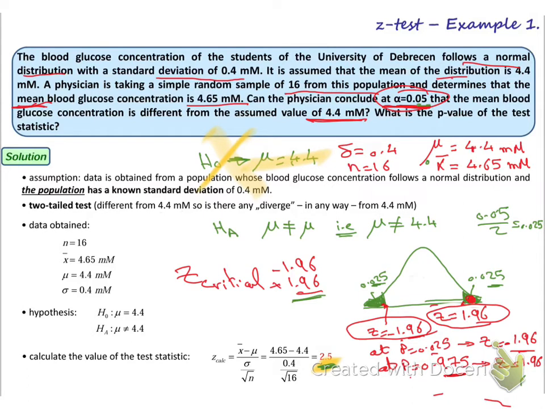And here, what did the physician say? The physician said that the mean blood glucose concentration, which is mu, is different from 4.4, which is right. So here the alternative hypothesis is right, and it is the same as what the physician says. So I can say that the physician's opinion was right.